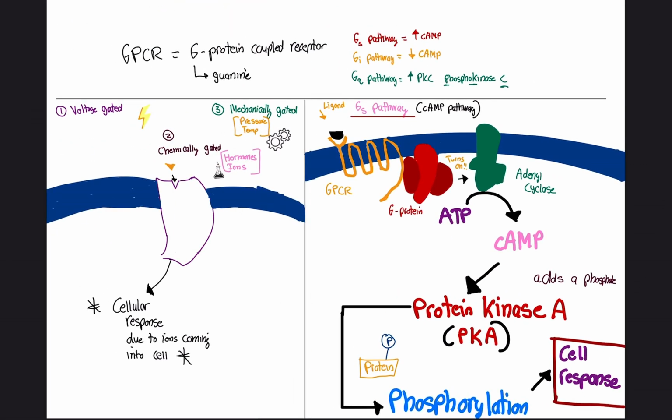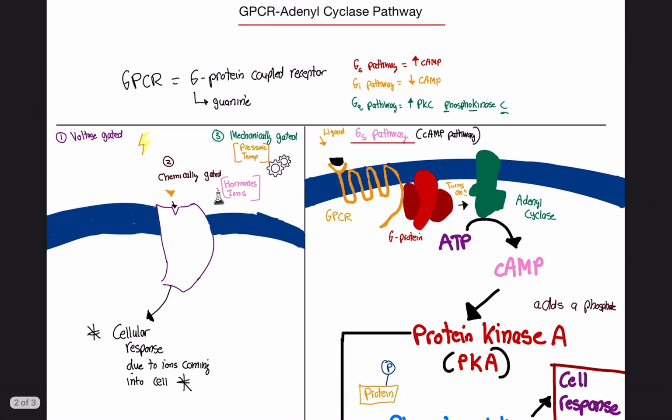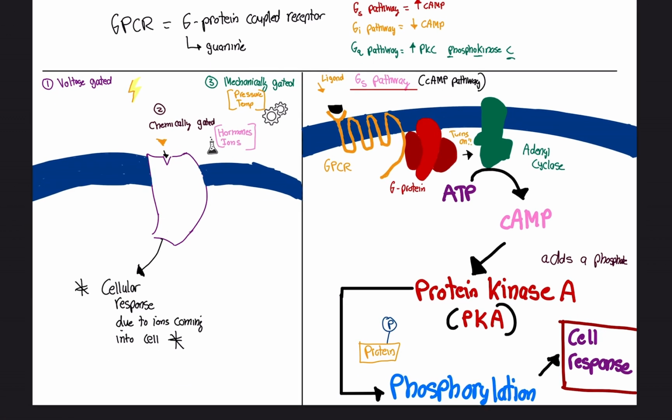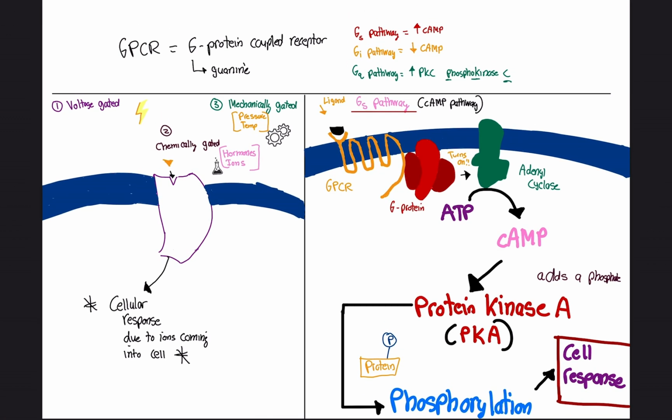So this is the very quick video on the GPCR, or the Gs pathway to be more specific, or the cAMP pathway. For your physiology exam, make sure you remember this pathway. It's better if you can draw it out. It helps you so much better if you can draw this out and understand what it's doing.